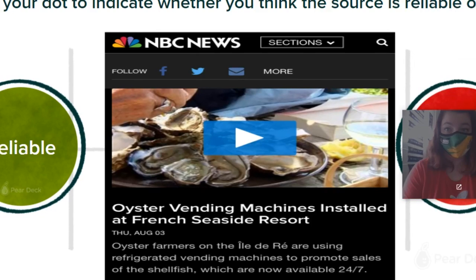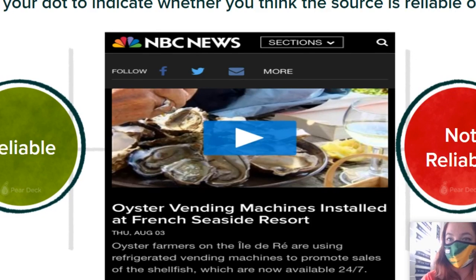So here's where you should have a blue dot floating around up in your upper right corner if you're in the Peardeck, to drag your dot to indicate whether or not you believe the source is reliable or not. So we have something here from NBC News about the oyster vending machines installed at French seaside resorts, and whether or not you believe this is a reliable source to use.